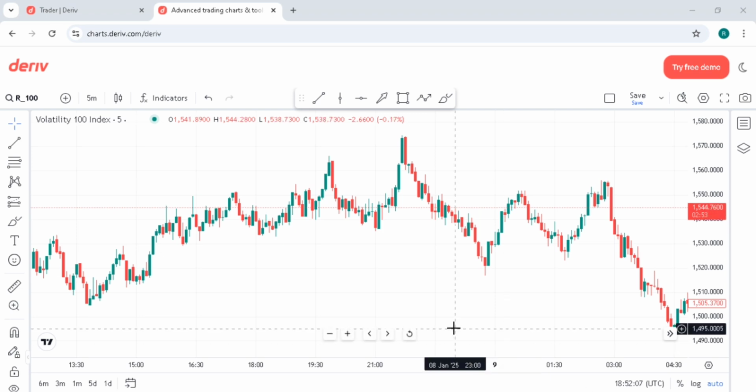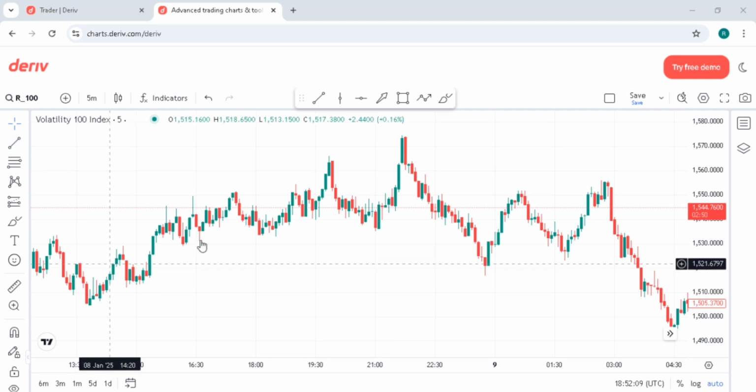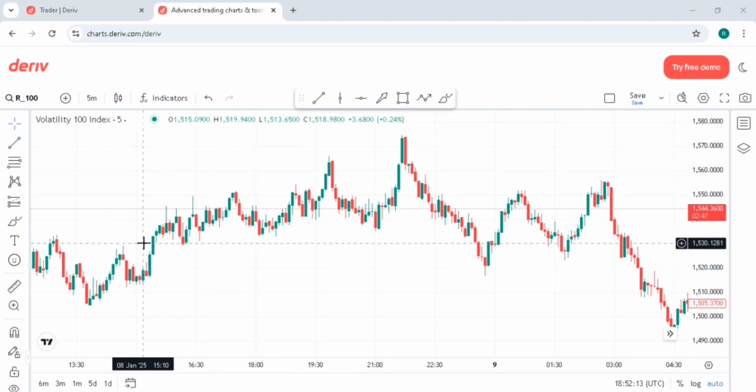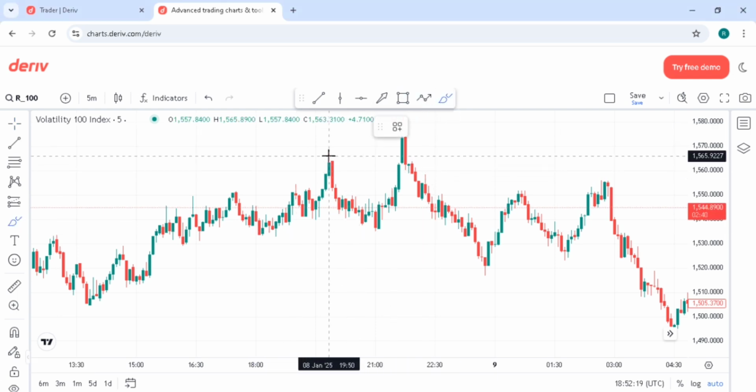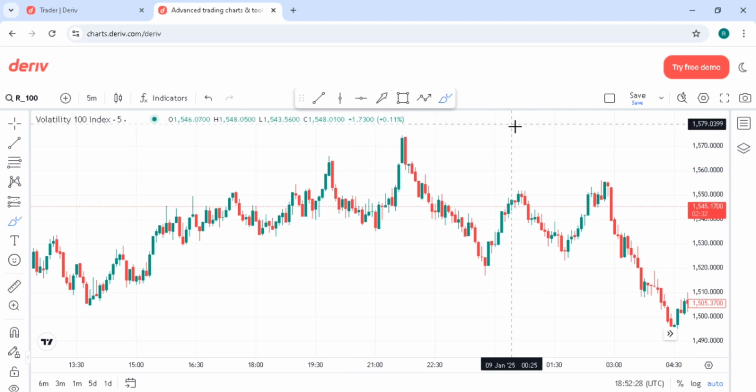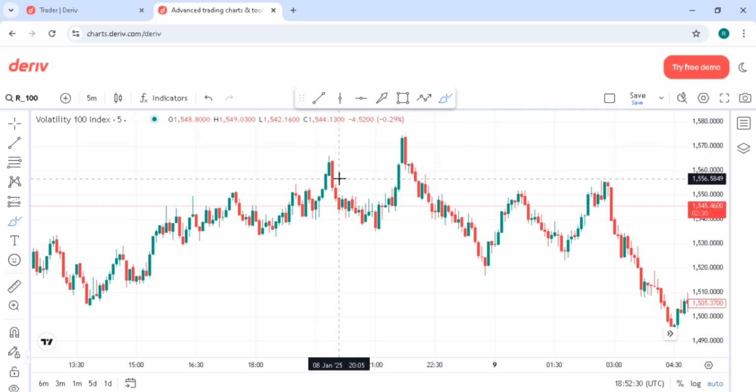Now let's go right into it. If you look at this, this is the trending view. If you look at this part here, this is an example of a bearish engulfing pattern. It's an example of a bearish engulfing pattern.